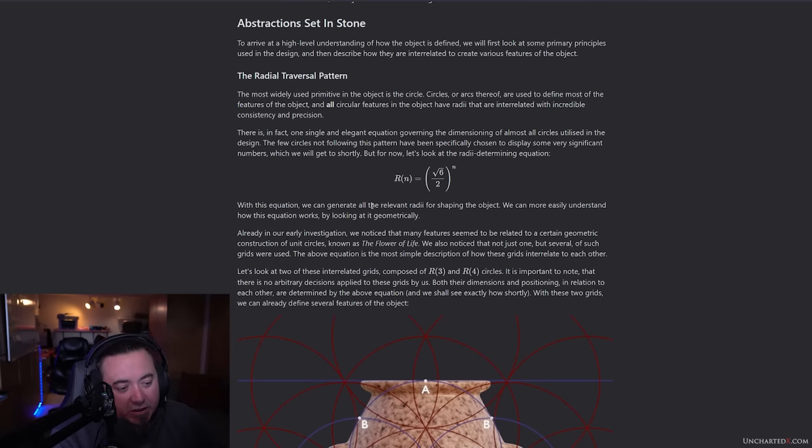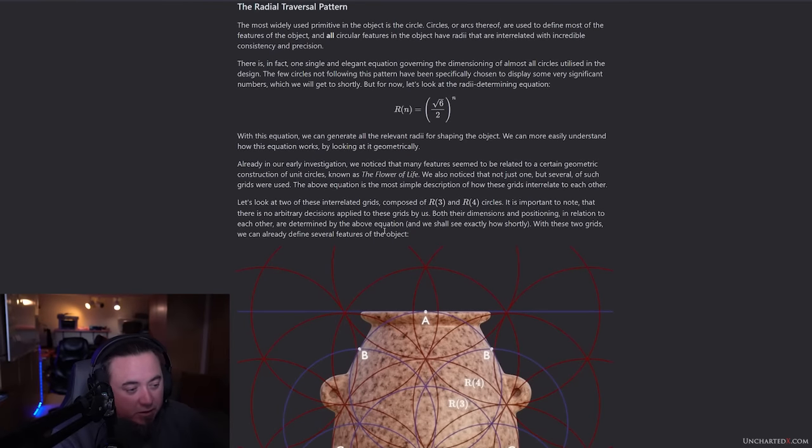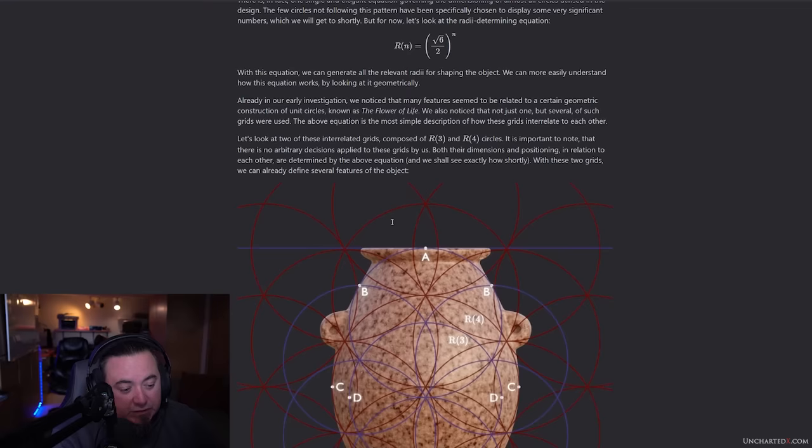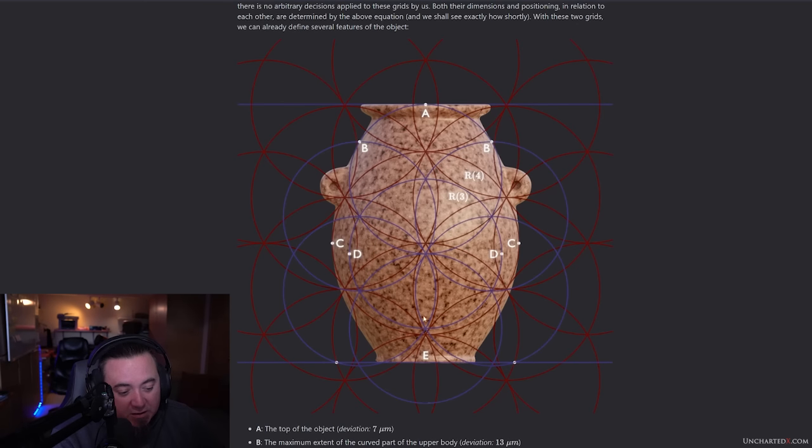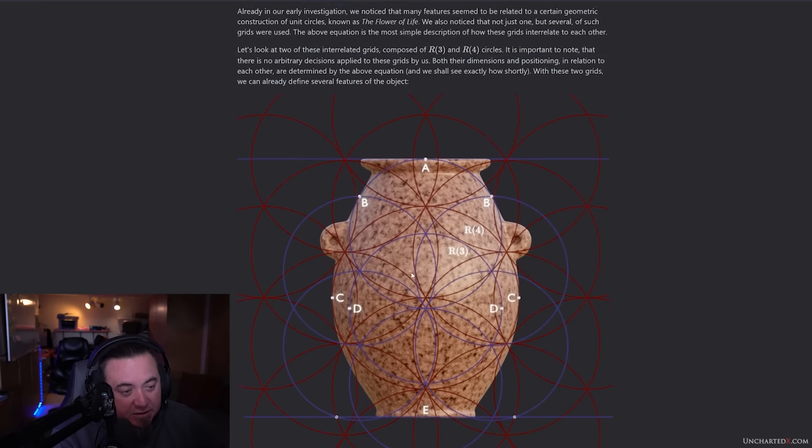With this equation, we can generate all of the relevant radii for shaping the object. We can more easily understand how this equation works by looking at it geometrically. Okay, so already in our early investigation, we noticed that many features seem to be related to a certain geometric construction of unit circles known as the flower of life. We also noticed that not just one, but several of such grids were used. So you can see here these overlapped flowers of life that match. They match to all sorts of different elements and aspects of the vase.